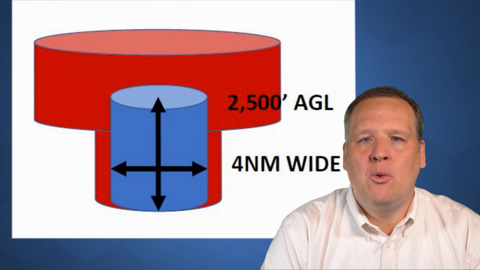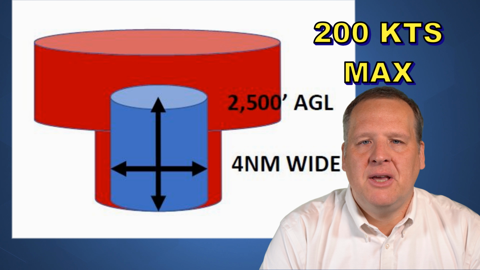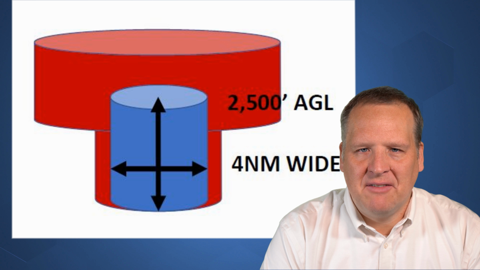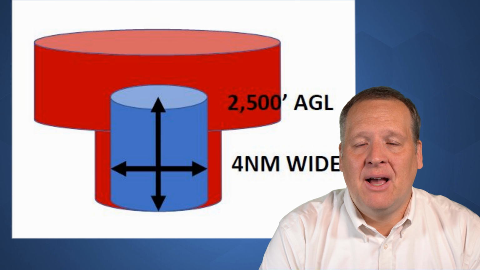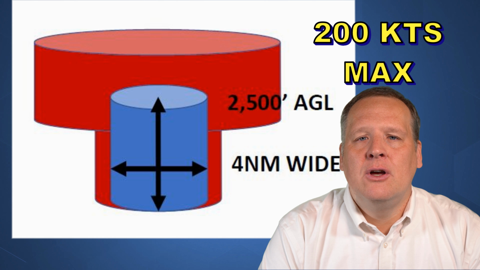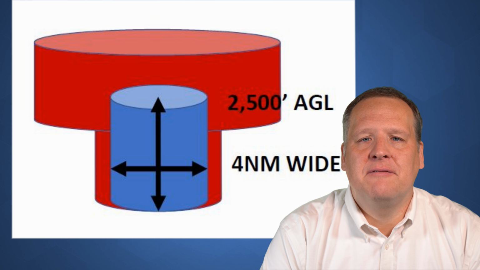But as long as you are inside of that 4 nautical mile ring below 2,500 feet, make sure you are maintaining 200 knots maximum. Now, you're not going to be doing this on arrival. This will be on departure, obviously, because nobody wants to be coming into an airport that fast. But on your departures, just make sure you don't exceed 200 knots until, once again, you're outside of that 4 nautical mile radius and below 2,500 feet.